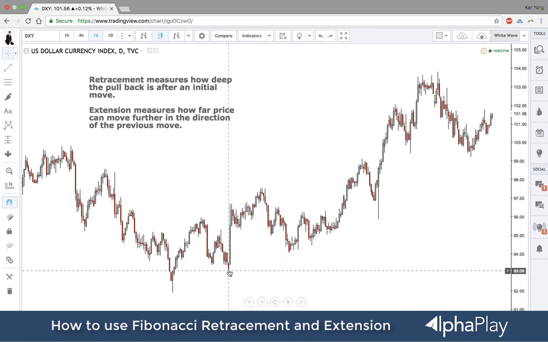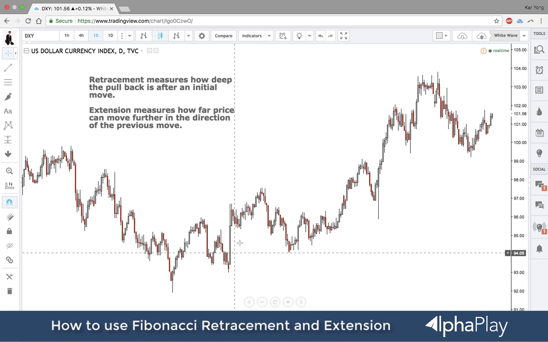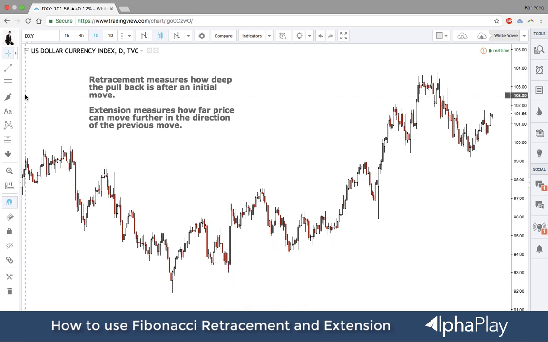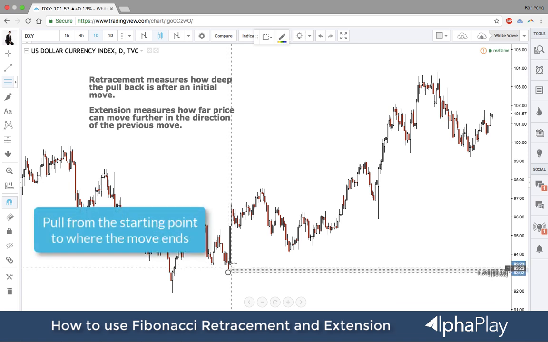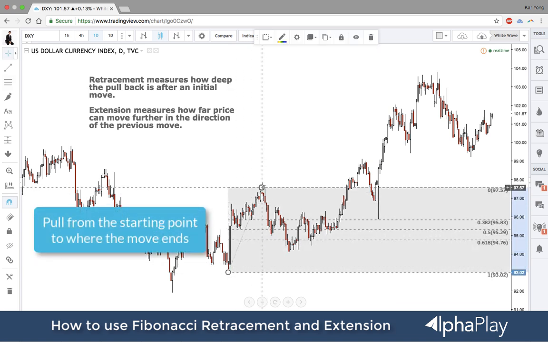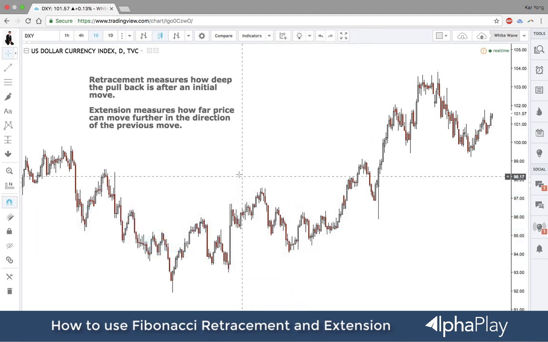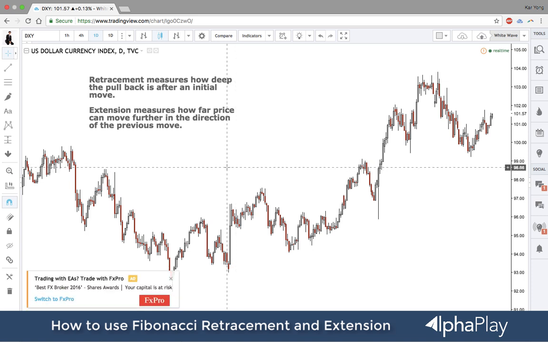Similarly, another example: if this is the move that you want to measure, how deep the retracement comes in, you take back the retracement tool and click it from the initial starting point of the move to the end of the move. You can see this time around, this pullback also comes in as deep as the 0.618 level. So this is your initial move, this is your pullback. Hopefully this is clear how you use the Fibonacci retracement tool to measure the pullback of the movement, and the concept of retracement itself.